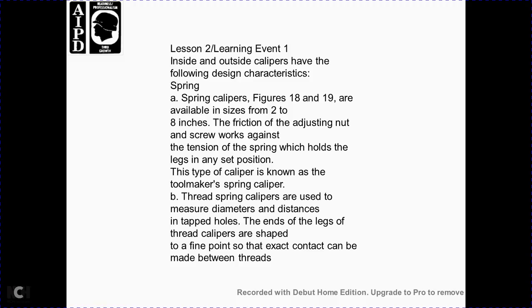Lesson 2, learning event 1: inside and outside calipers have the following design characteristics. Spring calipers, figures 18 and 19, are available in sizes from 2 to 8 inches. A friction adjusting nut and screw work against the tension of the spring to hold the legs in any set position. This type of caliper is known as the toolmaker's spring caliper. Thread spring calipers are used to measure the thread diameter; the ends of the legs are shaped with a fine point for exact contact between the threads.